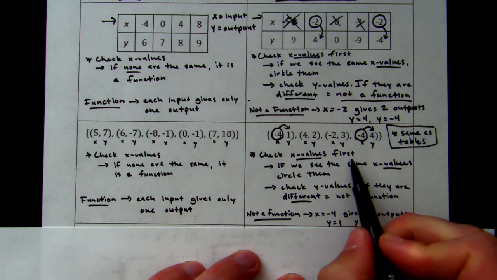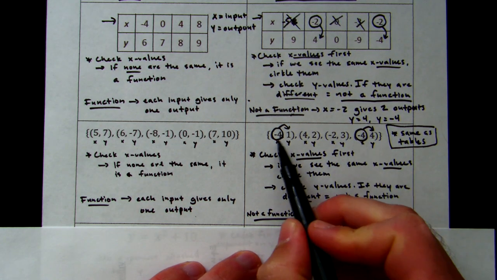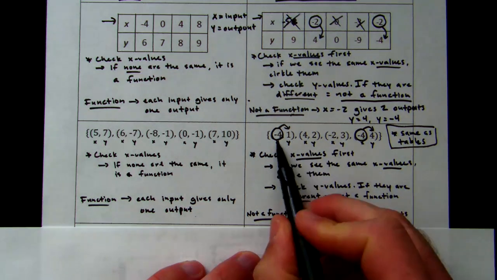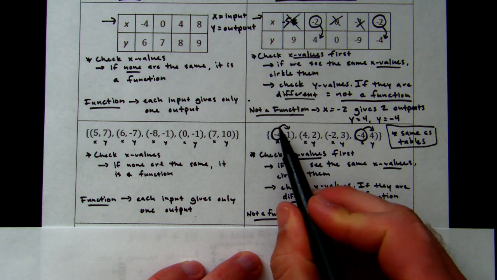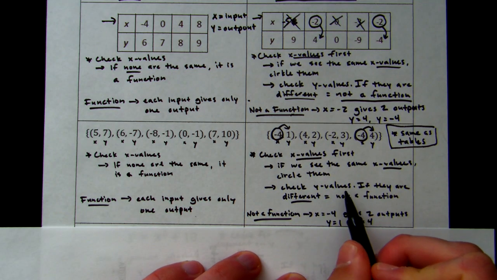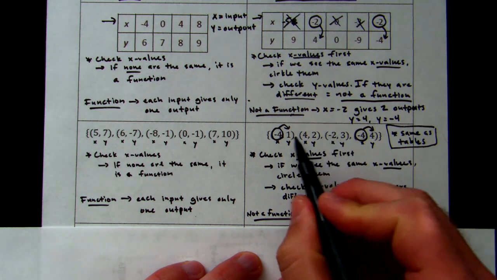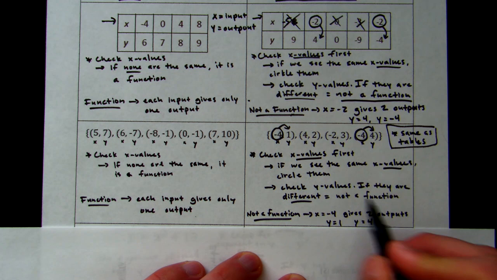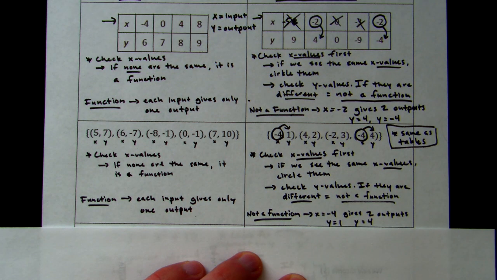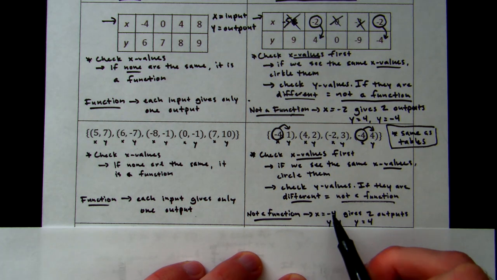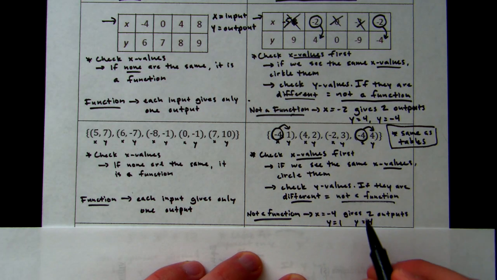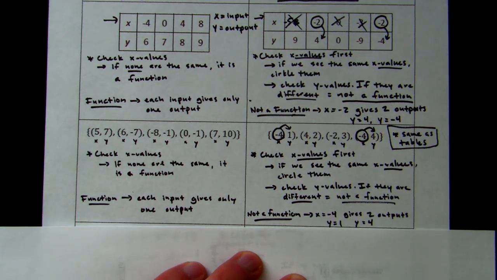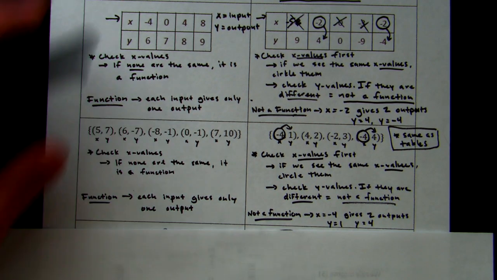Now, if we check our x values first and we have the same, we circle them. Just like in our tables, we circle the ones that are the same. And then we're going to check our y values. If they are different, we draw an arrow. -4 gives us 1. -4 gives us 4. If they are different, it is not a function because our input, -4, x, gives 2 outputs, 1 and 4. They're different, so it is not a function.